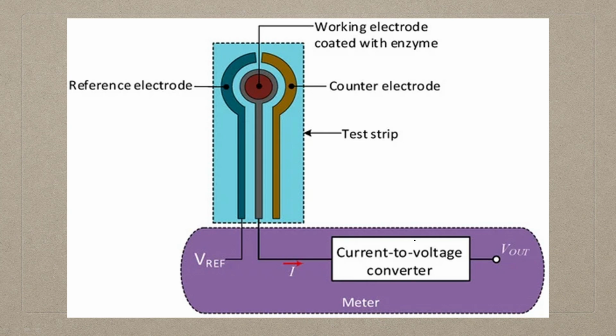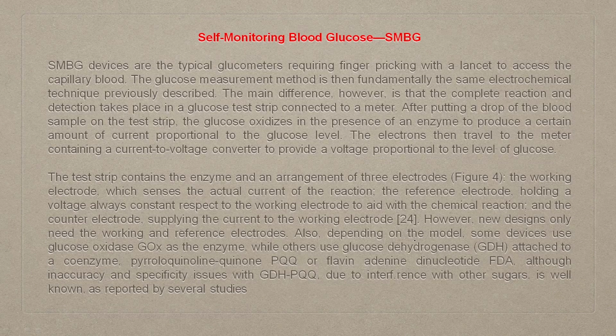Now, if we look at the basics of how these self monitoring blood glucose devices are working, this is how they work. SMBG devices are typical glucometers requiring finger pricking. This is where you are drawing the blood with a lancet and accessing the capillary blood.